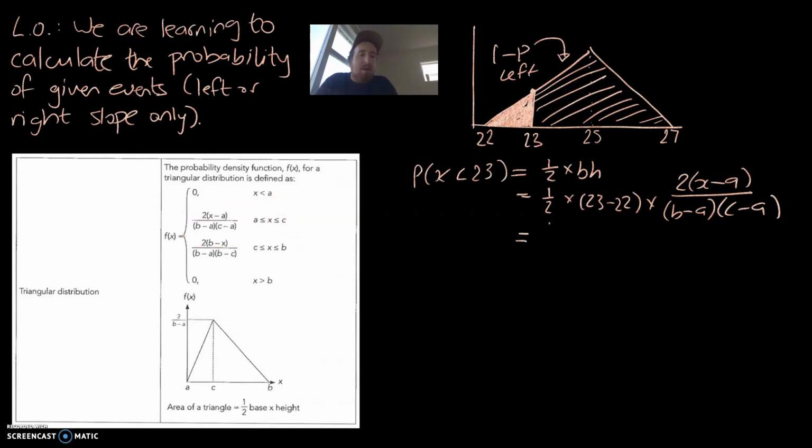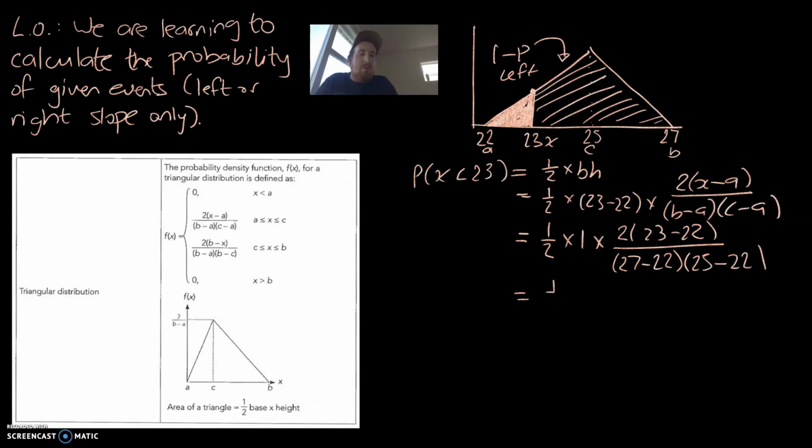We then need to plug in all our numbers. So 1/2 times 1 times, what's that going to be? That's going to be 2x. So let's go through a, b, c, and x. x is 23 minus 22, divided by b, which is 27, minus a, which is 22, times c, which is 25, minus a, which is 22. When we get all that, that's 1/2 times 2 divided by 15, 5 times 3, and that becomes 2/30, which becomes 0.0667. I've rounded that to 4 dp.